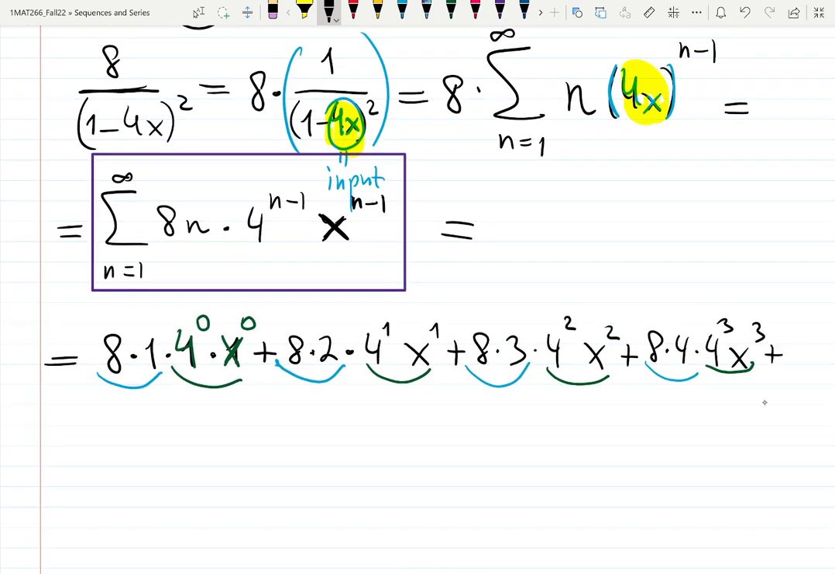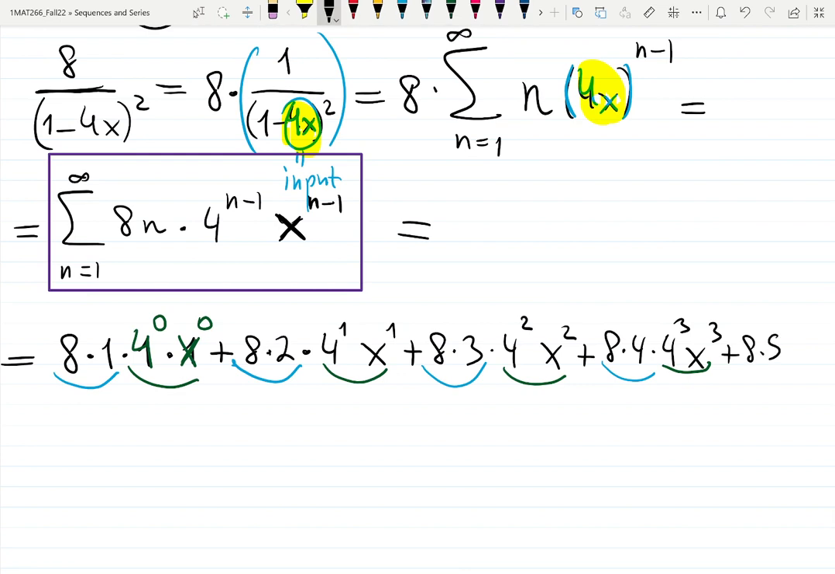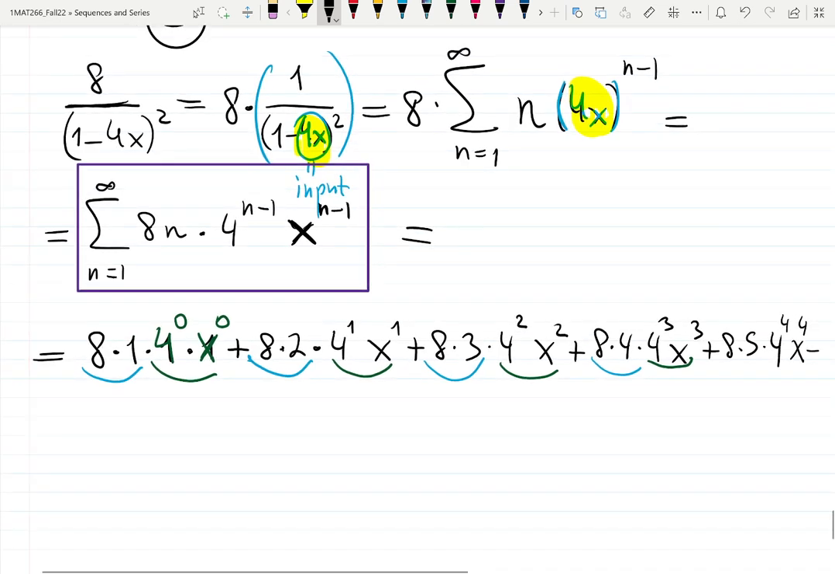We don't have enough. Let's do one more. 1, 2, 3, 4, 5. One more is missing. 8 times 5. I don't have to look at the series anymore. I see the pattern. x to the 4. Agree? I just see the pattern. Dot, dot, dot. It is infinite. So 8 times 5 showed up, and 4 to the 4, x to the 4 showed up. Coefficients are the ones that are attached to x. They do not involve x. That's why they call them coefficients. They are not part of the x part. So these are my coefficients called c sub n or c sub i, like so.